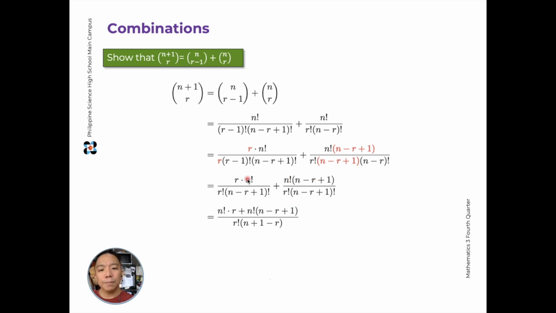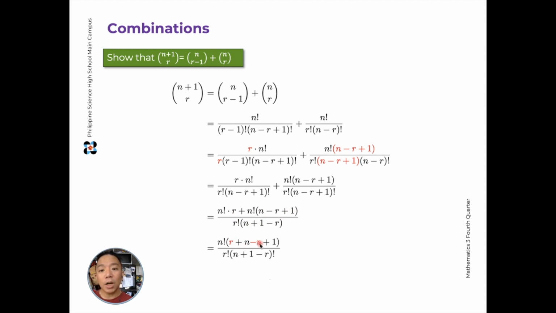So yung first term, pinagpalit ko lang yung position ni r tsaka n factorial. For the second term, as is siya. What I want us to notice is that common factor, si n factorial sa taas. So let's take it outside. Yung magiging value sa loob ng parenthesis ay magiging r plus n minus r plus 1.